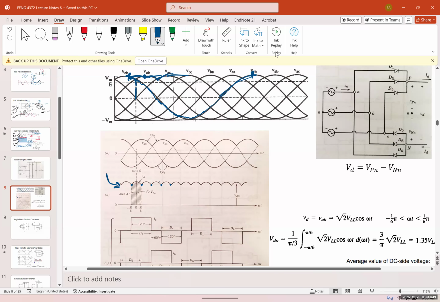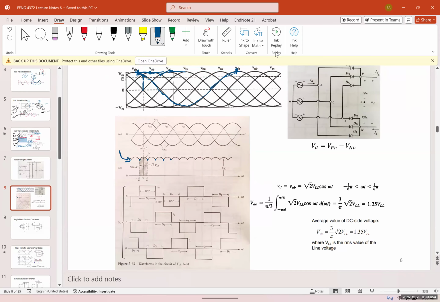And here we want to find the area under it to see the delivered voltage and the output voltage. So VD here, which is the output voltage, is going to be VAB, which is square root of 2 VLL cosine of omega t. And VD out is going to be 1 over pi over 3, and the area under it, the integral from negative pi over 6 to pi over 6. So we want to find just this area to be able to find the output voltage. So it gives us 3 over pi square root of 2 VLL, which is 1.35 VLL.